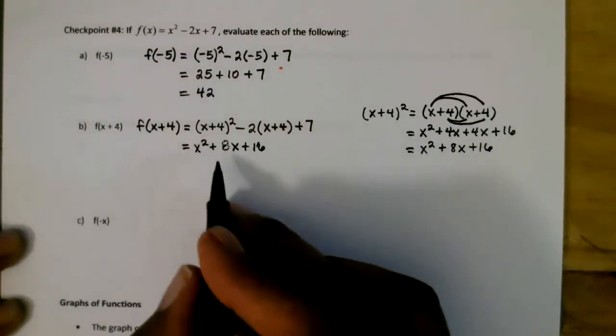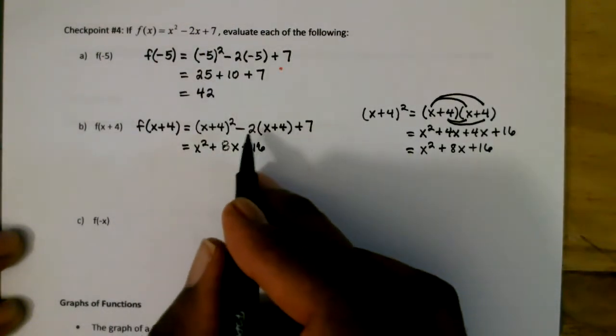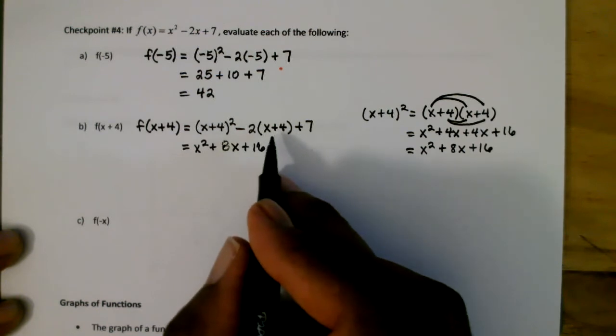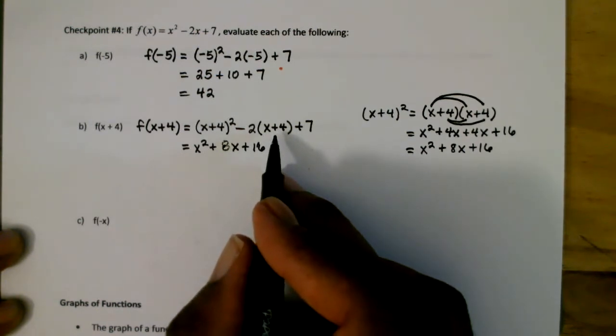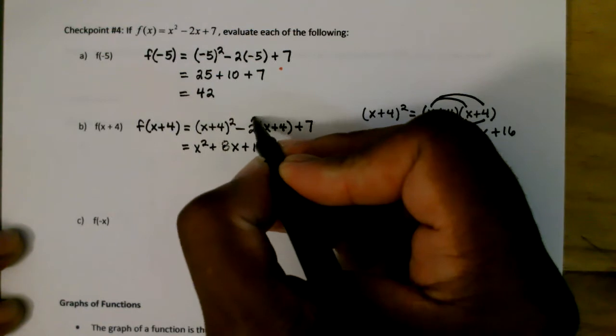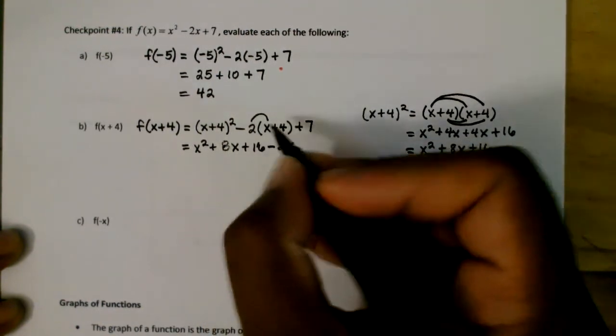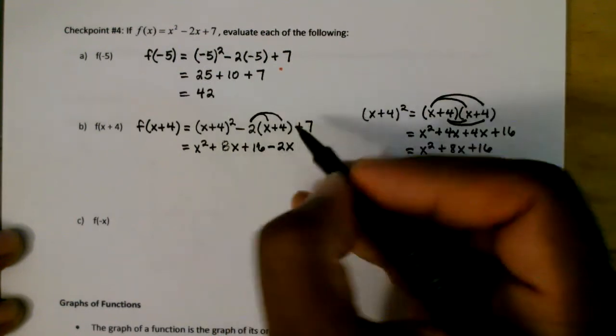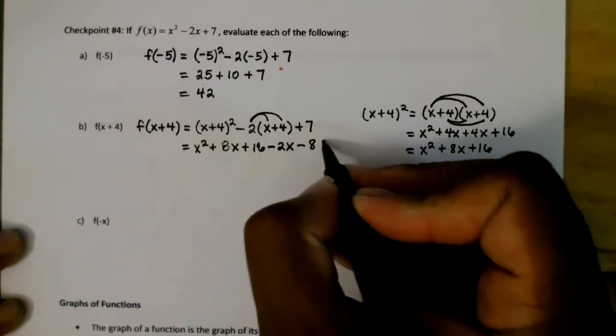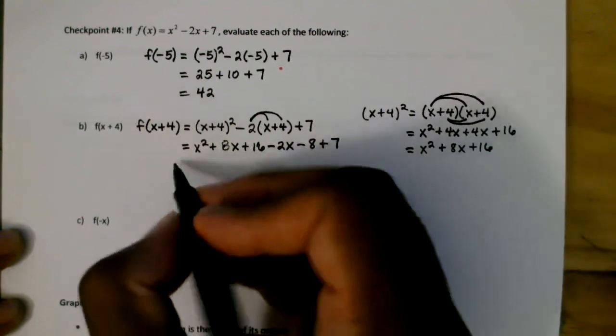That's for the x plus 4 quantity squared. Now I got to do minus 2 times the quantity x plus 4. I'm going to use the distributive property. So I'm going to have to multiply the minus 2 times x. That's minus 2x. And then minus 2 times that plus 4 will be minus 8. And then bring down that plus 7.